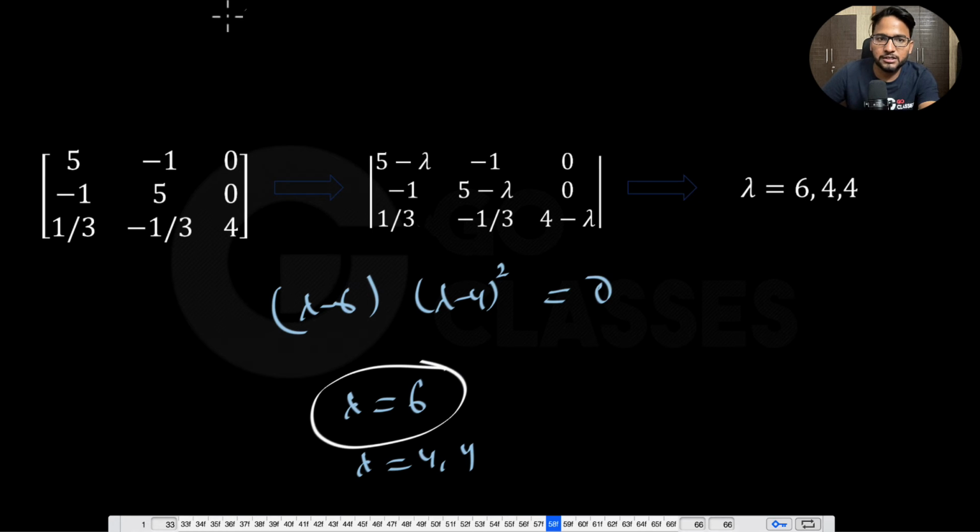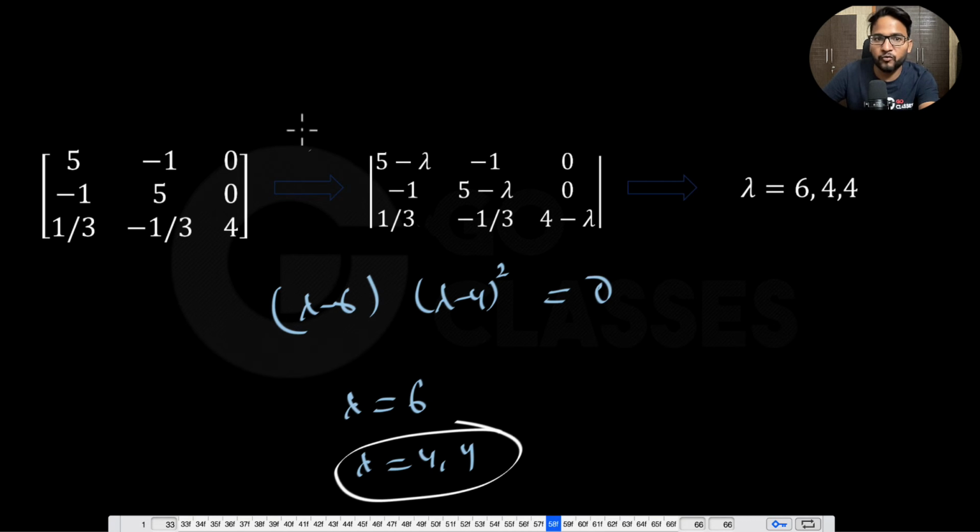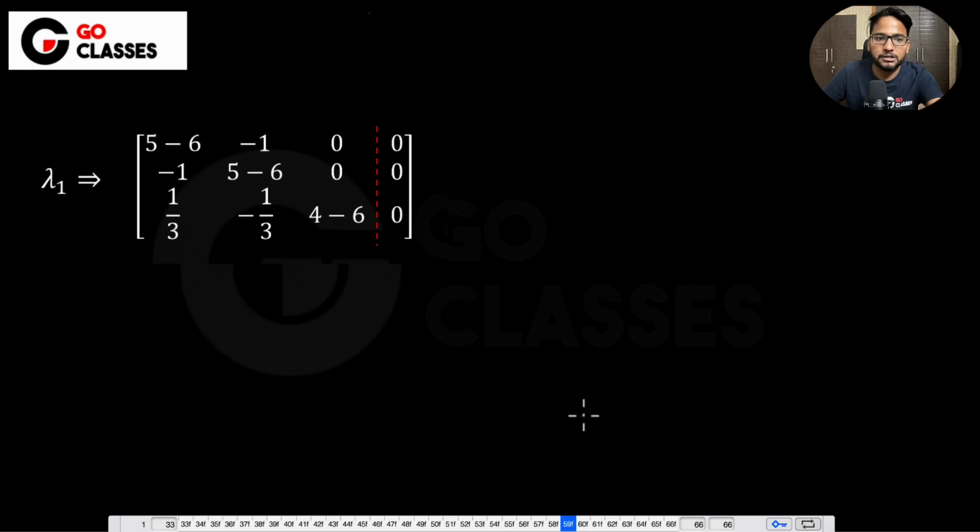For lambda equal to 6, you need to calculate the eigenvectors, and for lambda equal to 4, you also need to calculate the eigenvectors. So let's calculate for lambda equal to 6. Now what you need to do is subtract 6 from the diagonal, and then solve for Bx equal to 0. I think we can solve it.